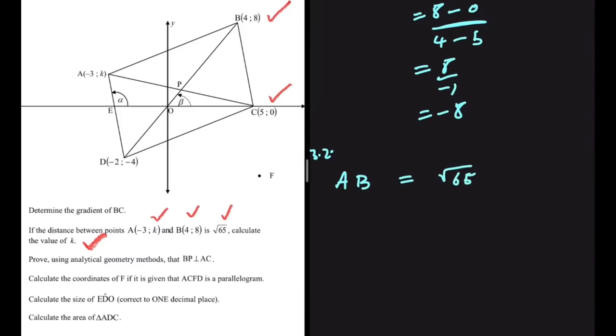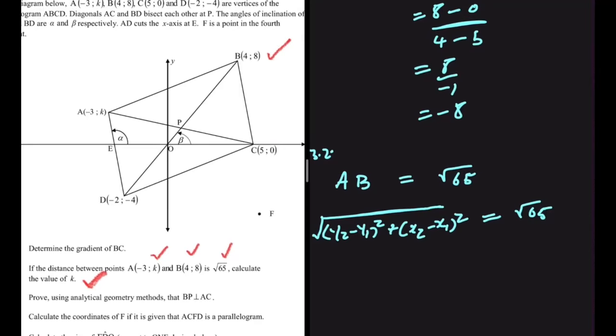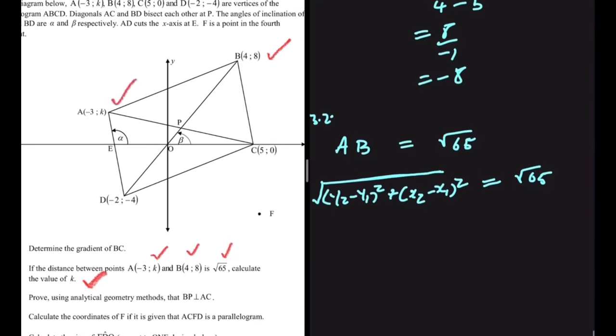So let's have the distance formula. If we do that, we're going to have y2 minus y1 squared plus x2 minus x1 squared being equal to square root of 65. So when we substitute the coordinates of A and B, the only unknown variable we're going to have is K, and that is how we are going to find it. Let's go ahead and do that.